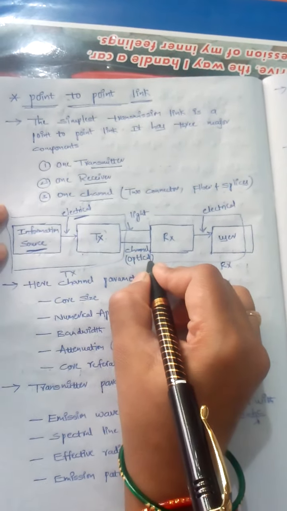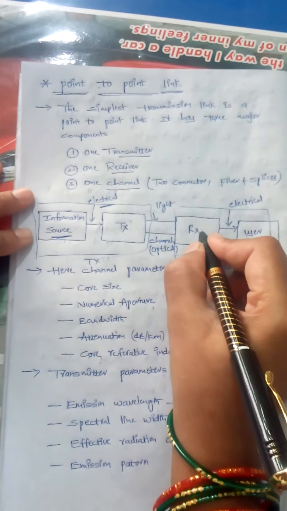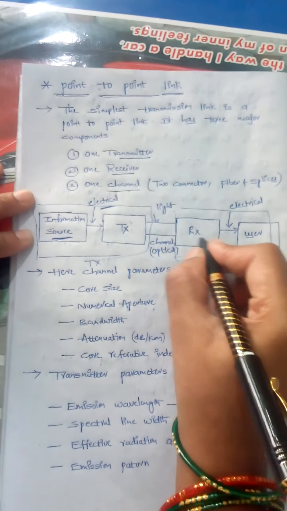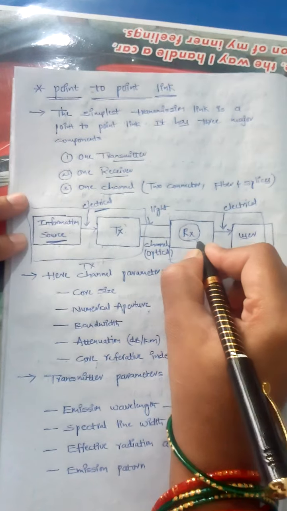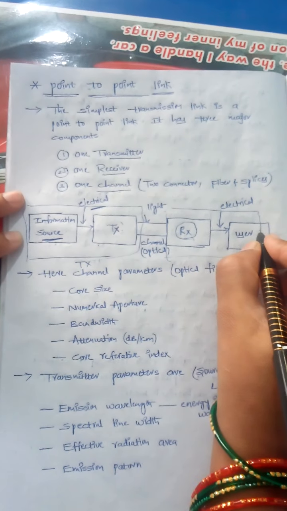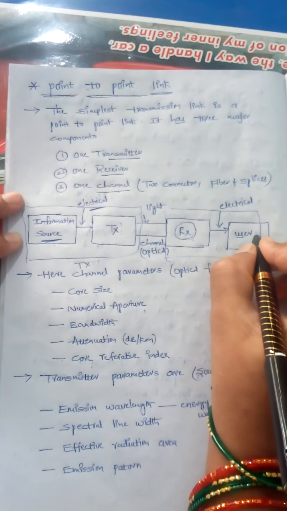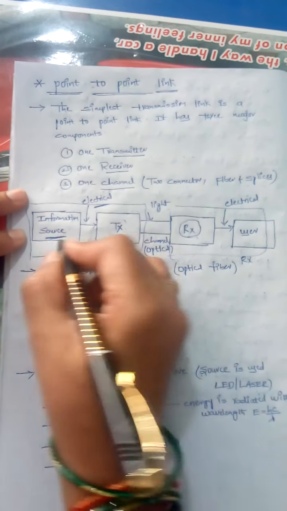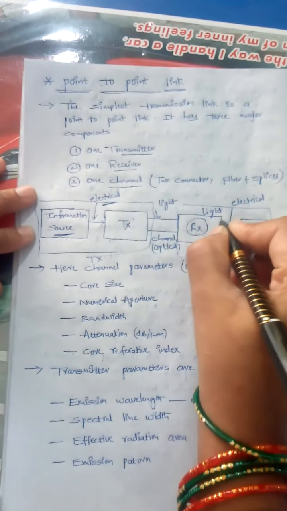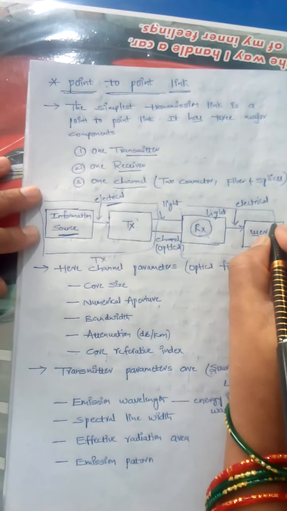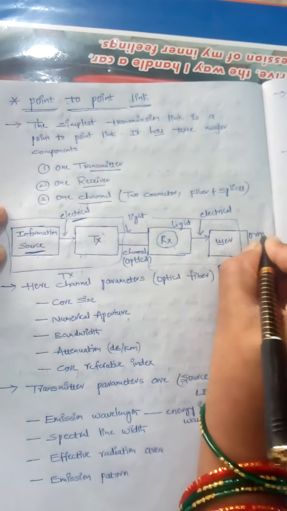Through the optical channel, on the receiver side, the receiver receives the light signal. That is given to the user. The user is nothing but the one who receives the original signal. That light will be converted into electrical signal, and the user receives the original information.